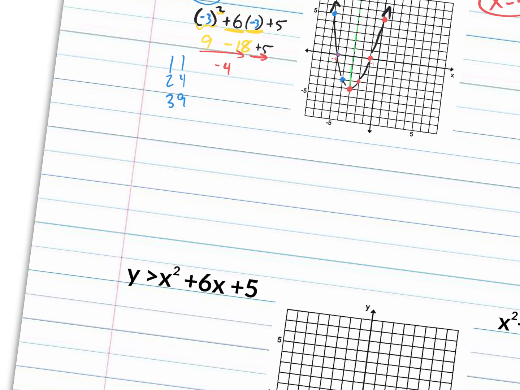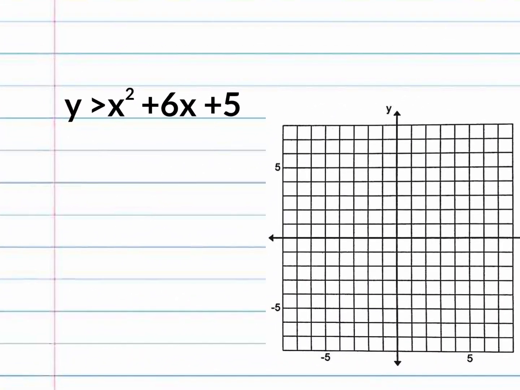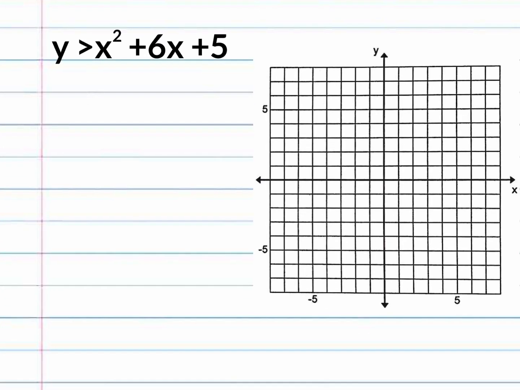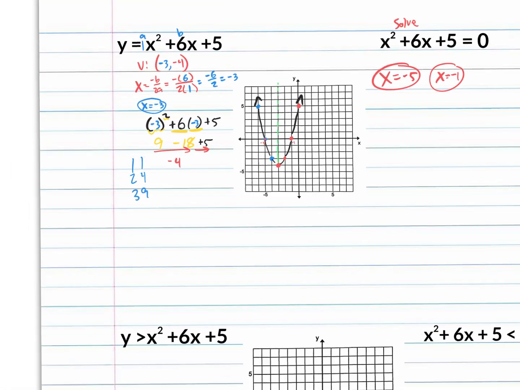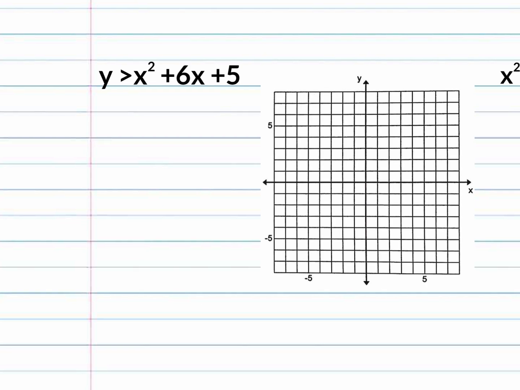So let's try one that has an inequality involved. Go to your next graph and go ahead and jot this inequality right here. As you can see, it's the same graph as the one above. Okay, it's the same graph, but this time it's an inequality instead of an equation. So you're going to have the same vertex. What's the vertex on the above one?